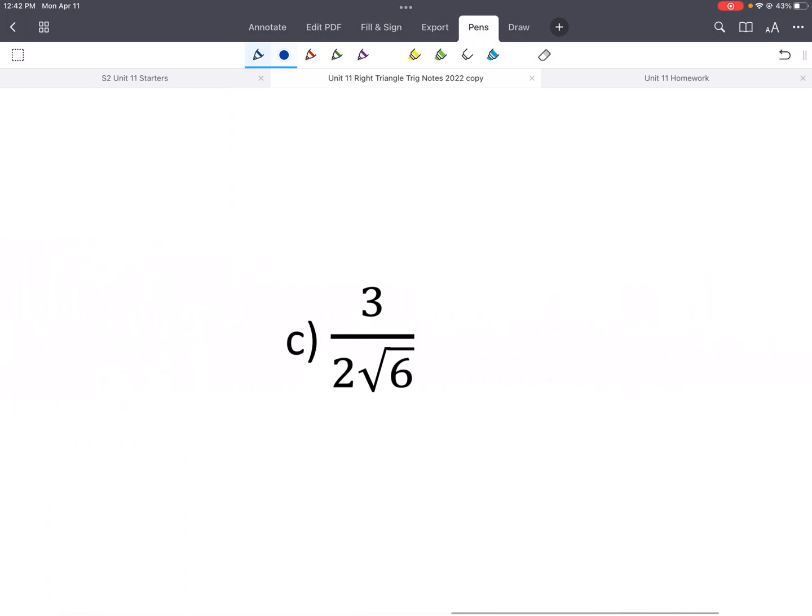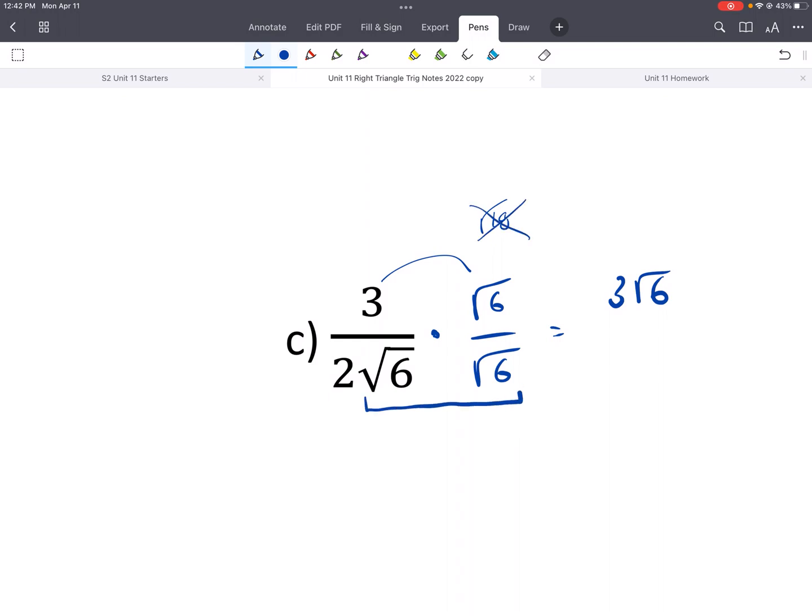Let's look at C. Same sort of thing. We only need to multiply top and bottom by the square root of 6. So we'd get 3 square roots of 6. Again, these are not the same. They're not both in a root, and they're not both out of a root. So we can't do the square root of 18. That would be not good. Okay, but these two are both in a square root, so that's the square root of 36, or 6.